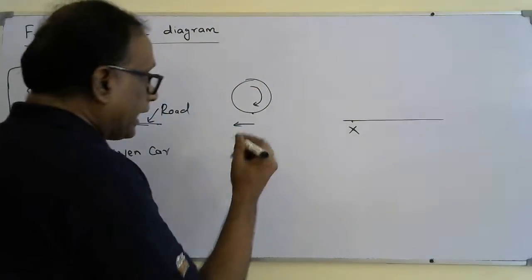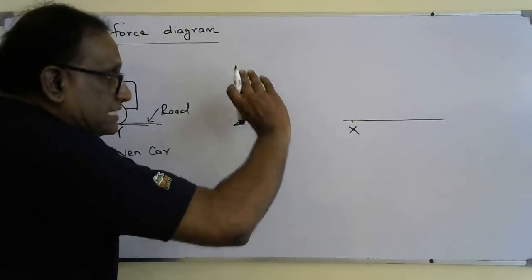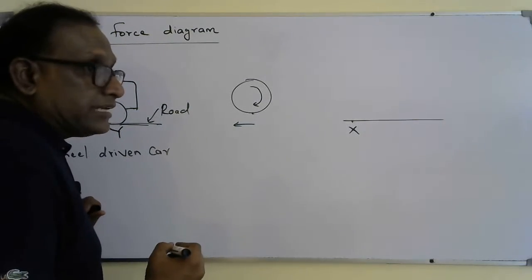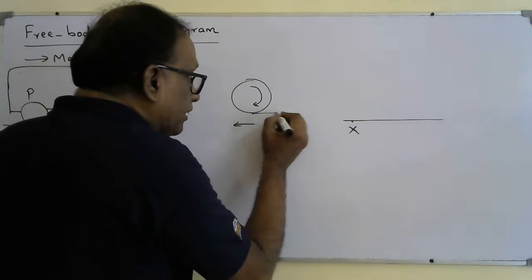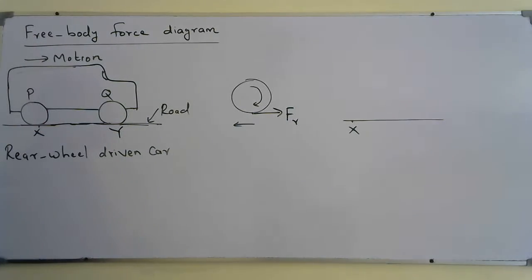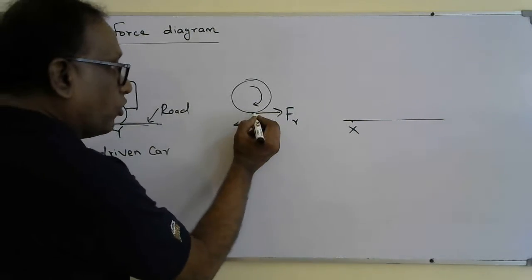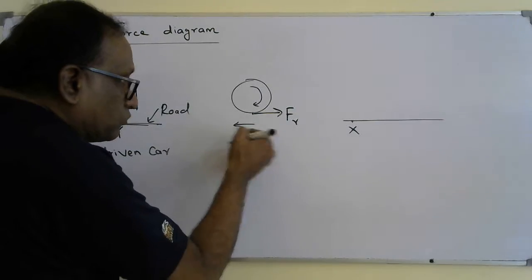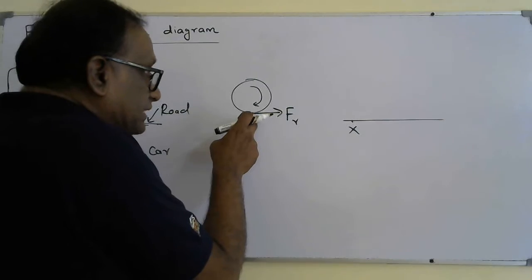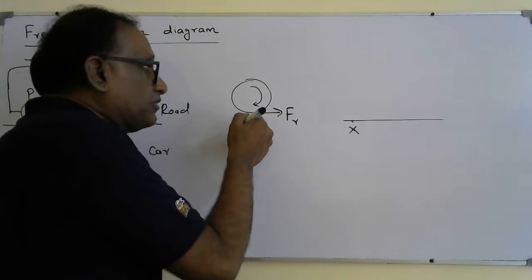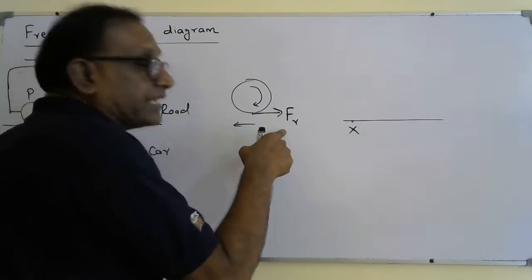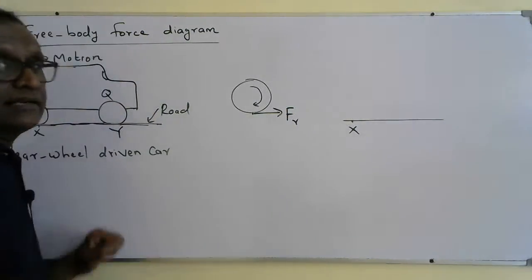So the point X where I'm touching the ground has the intention of slipping to the left, so friction will oppose it. It will oppose it, which means there will be a friction to the right. The point tries to slip and move this way, but it's unable to slip because of the friction. So the friction opposes that motion and exerts a force on the wheel in this direction. That friction is the force that accelerates the car.